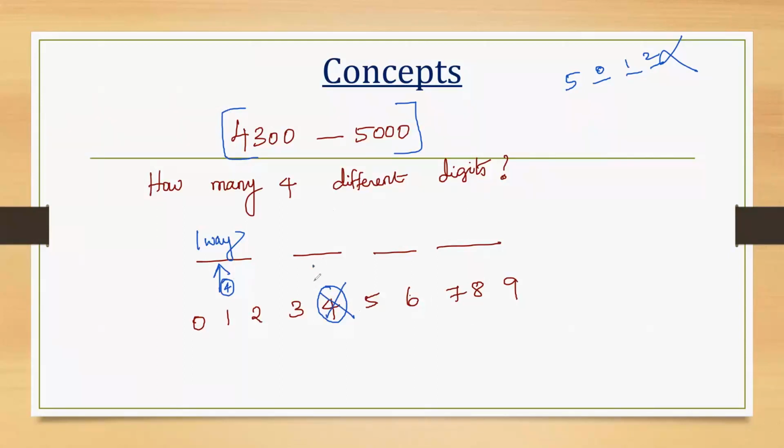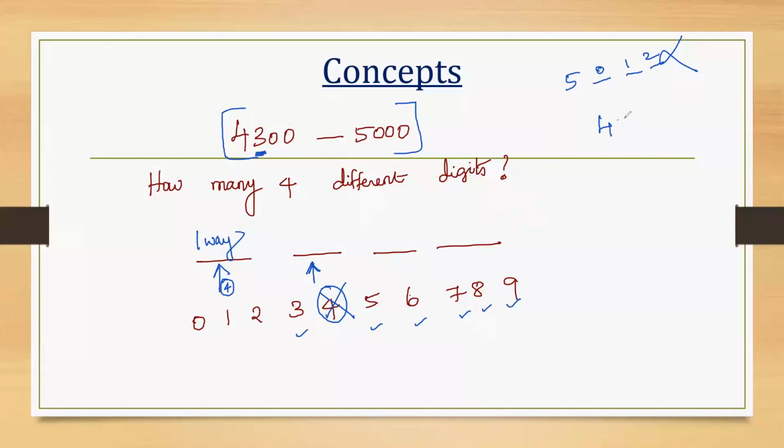Second place, what is the case? This is the important case here. What is the number I can occupy in the second place? The question starts from 4,300. So the second place will be occupied by either 3 or 5, 6, 7, 8 or 9.